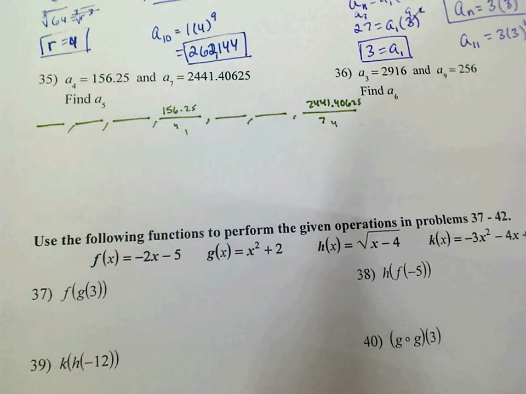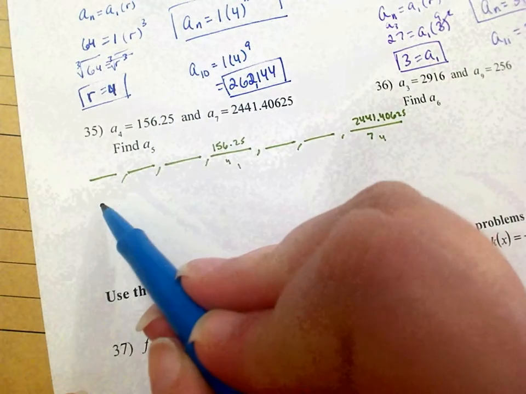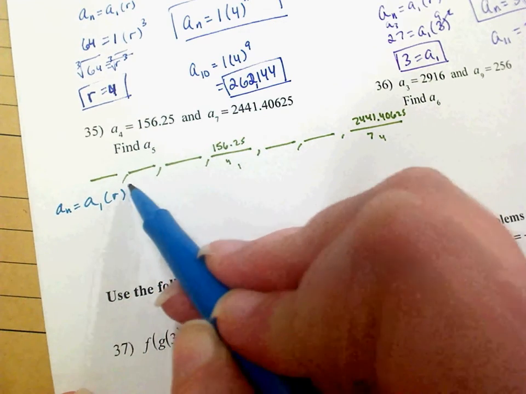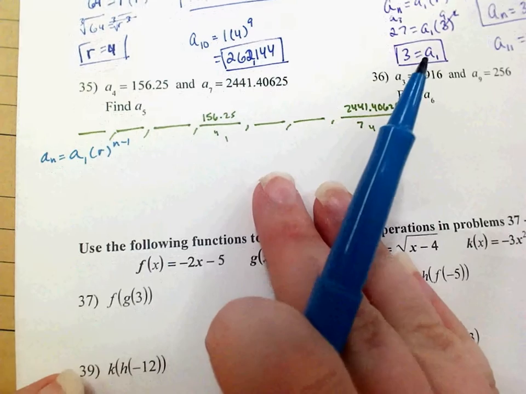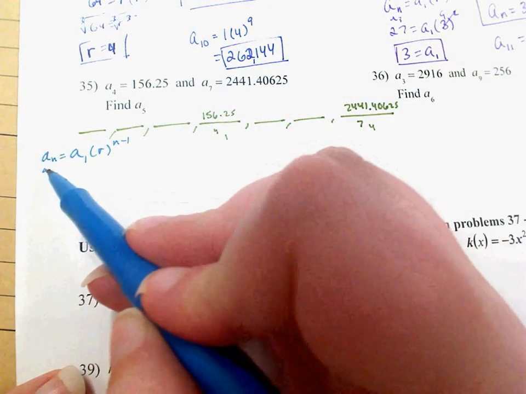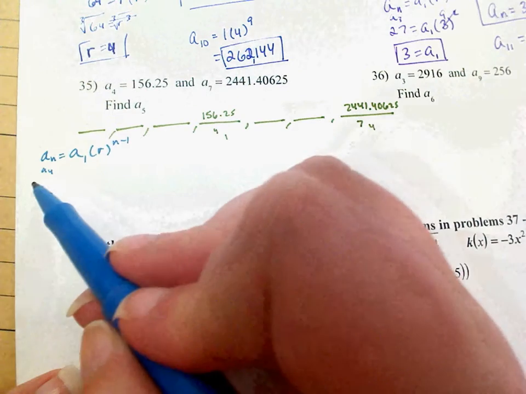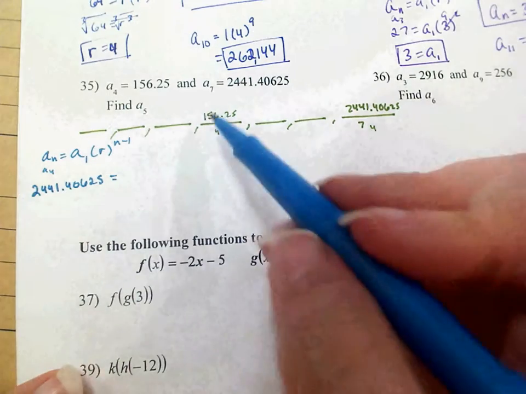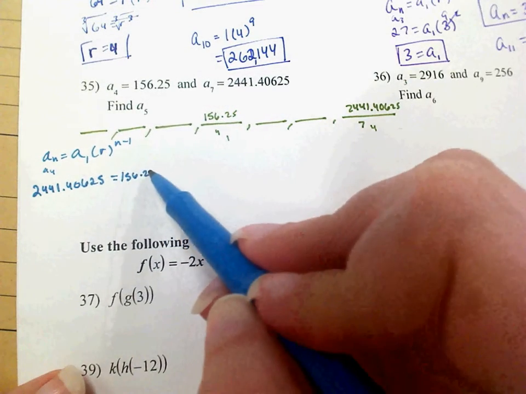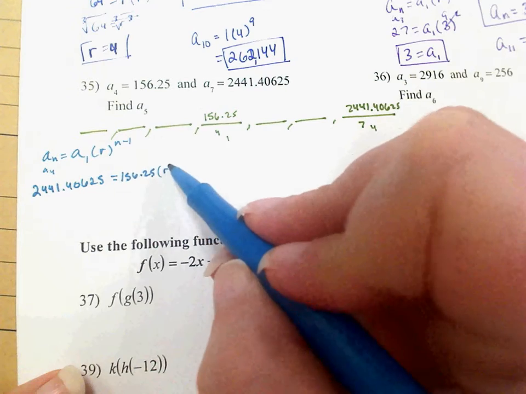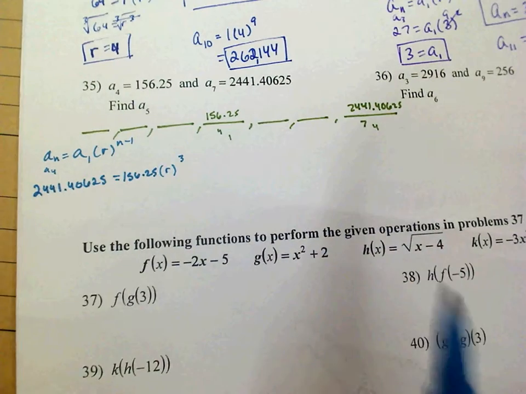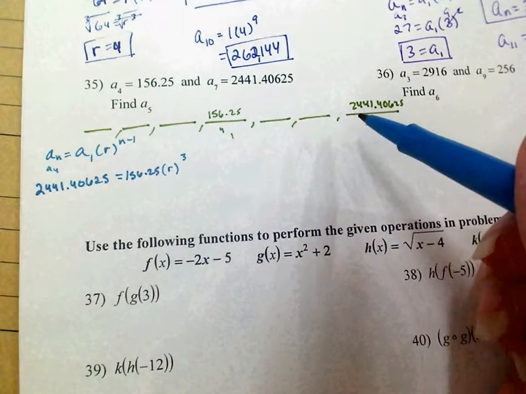So here's what I'm going to do. I know that a sub n equals a sub 1 times r to the n minus 1. So if I let this be a sub 4, then we're pretending like it's this. So 2441.40625 equals a sub 1, which we're pretending to be 156.25, times the common ratio, which I don't know, to the 4 minus 1 to the third. So what we're doing is just pretending like this is the first term and that's the fourth term, and just doing exactly like how we did 33.